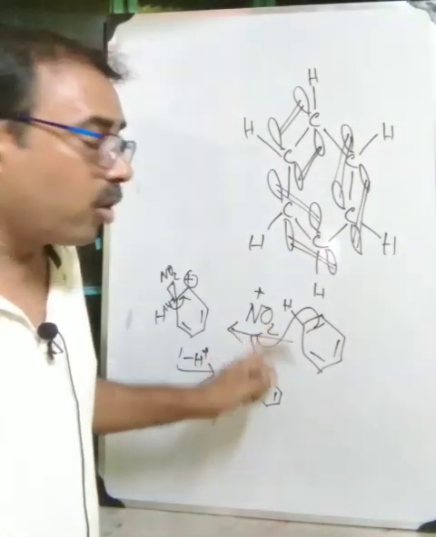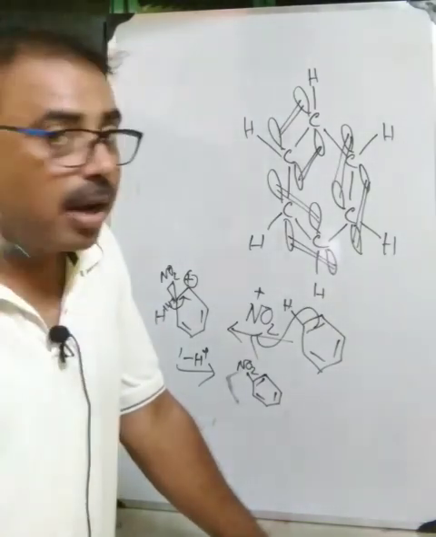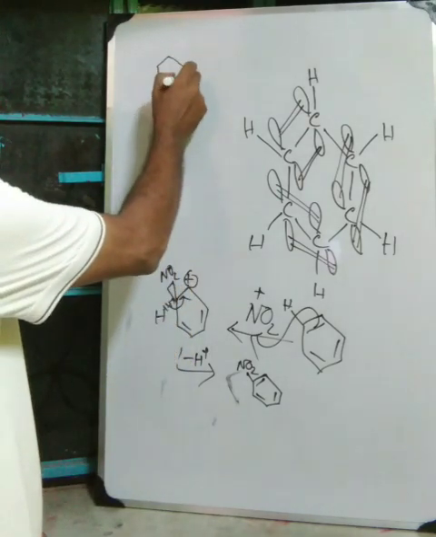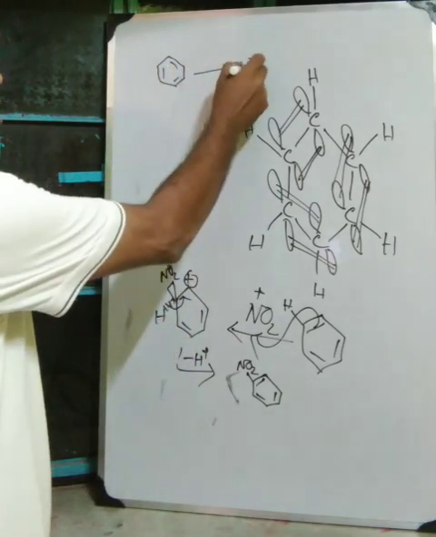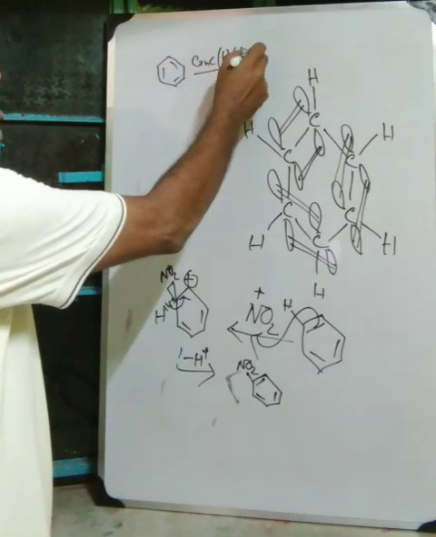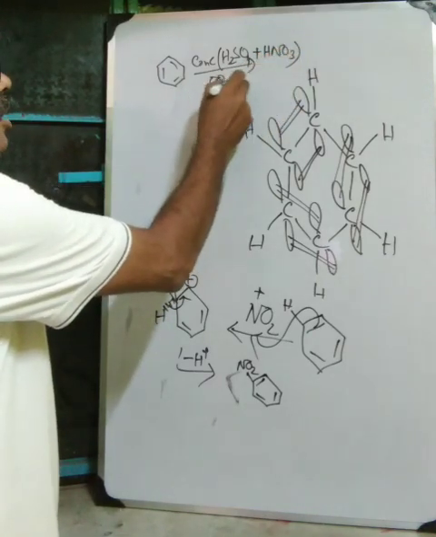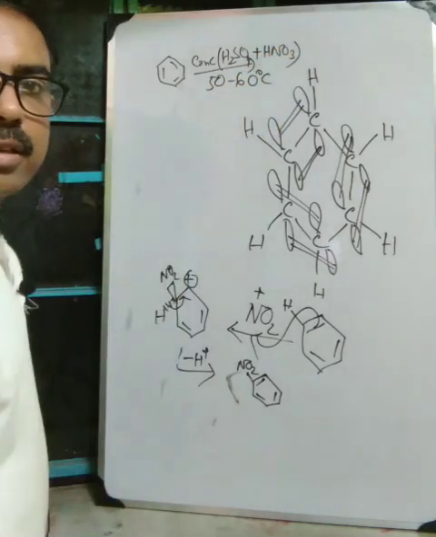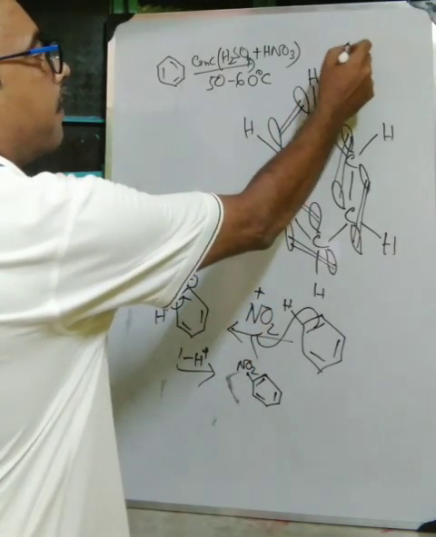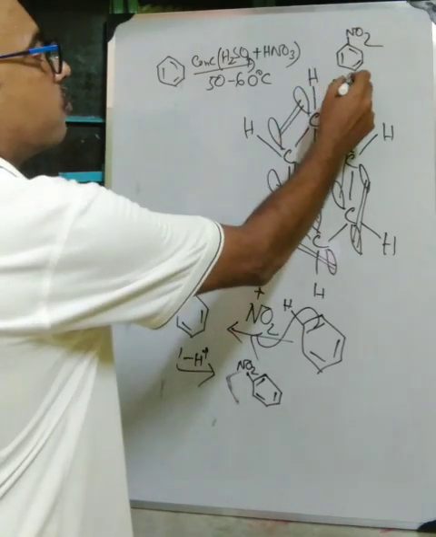Now how is this NO2 plus ion, called a nitronium ion, formed? Nitronium ion is formed when you add a mixture of concentrated sulfuric acid and nitric acid at a temperature of 50 to 60 degrees centigrade. This is the nitration reaction. Nitrobenzene is formed, benzene, and here NO2. So nitrobenzene is formed.